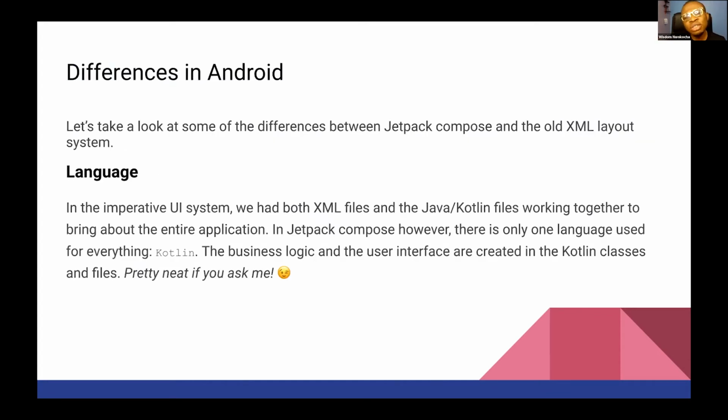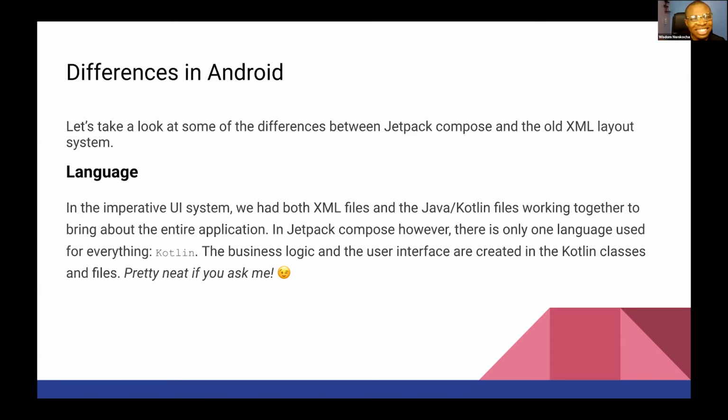Let's take a look at some differences between Jetpack Compose and the old XML layout. One of them is the language. In the imperative UI system, we had both XML files and Java and Kotlin files working together to bring about the entire application. In Jetpack Compose, it's different. There's only one language used to build everything, which is Kotlin. The business logic and the UI are created in Kotlin classes.